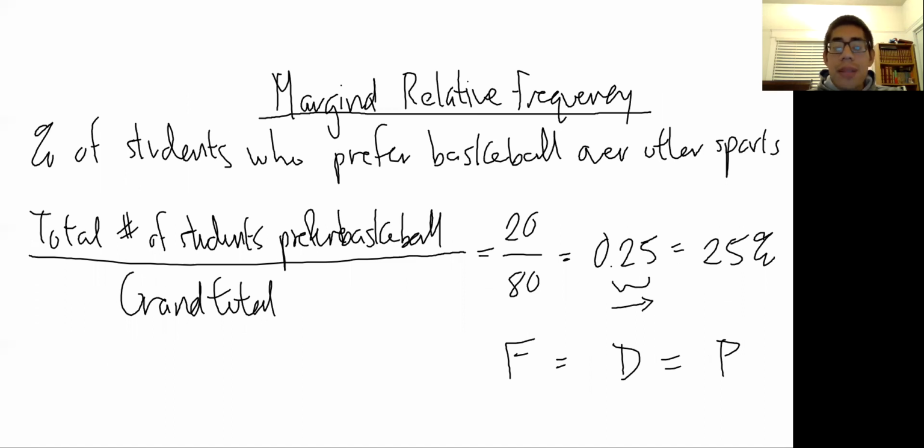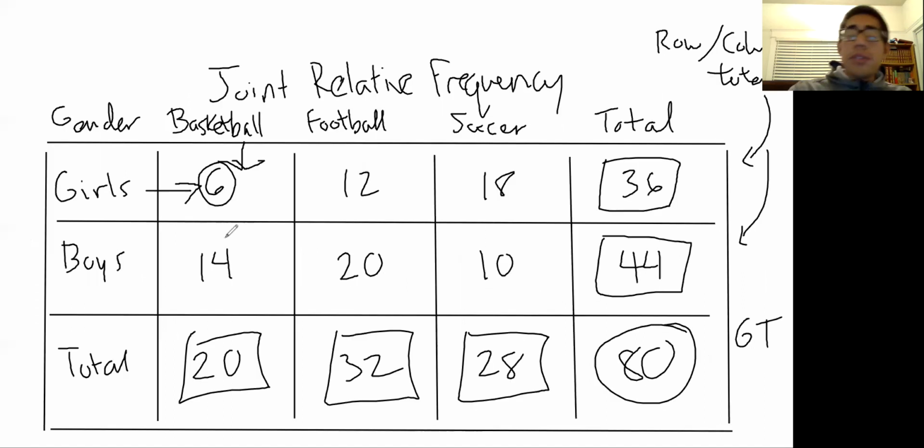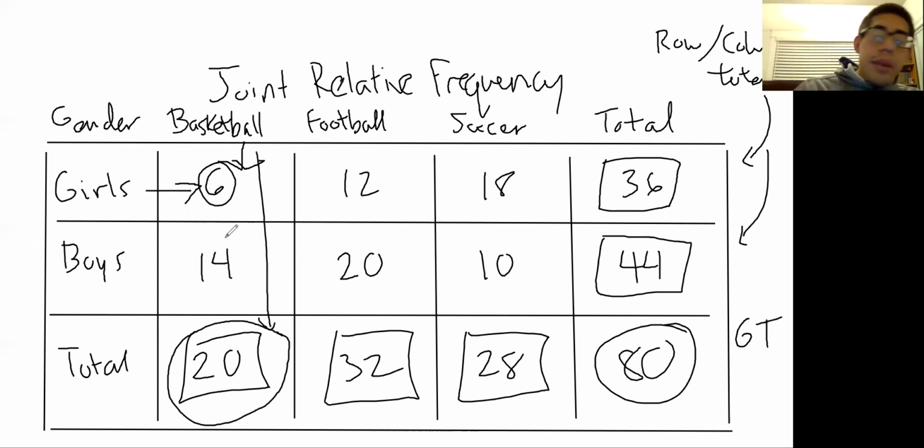So let's go back to the table. Total number of students who prefer basketball. If you notice here, I have it right here. Basketball down here. We wanted the total, so we're not going to pick girls or boys. If we're doing the marginal relative, we're dealing with totals.